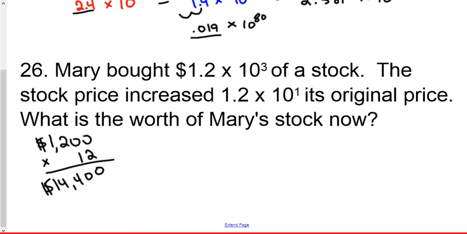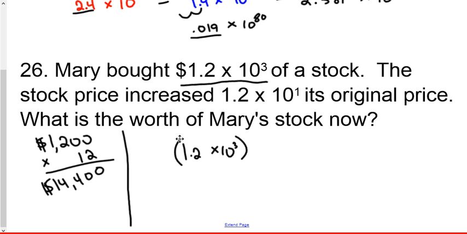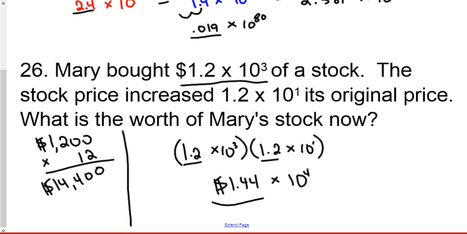Now, you can also do it keeping it in scientific notation form. She had this much money invested into the stock, and then it increased this many times. Well, 1.2 times 1.2 is 1.44. So that's going through and making sure you multiply the front numbers. And then we just add the exponents together, and there's our answer. And since we're talking about money, we can put the money sign right there.